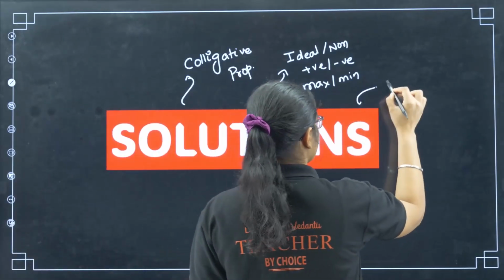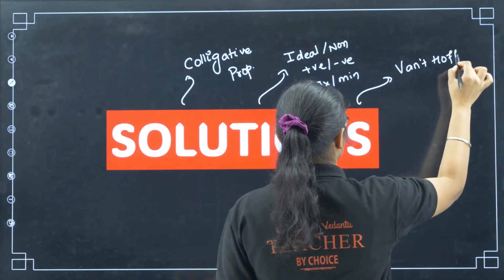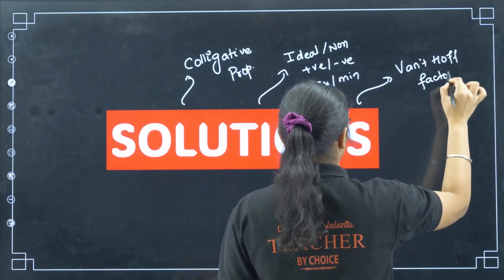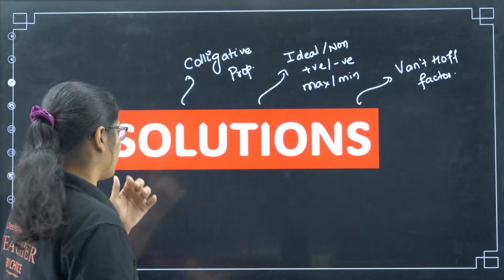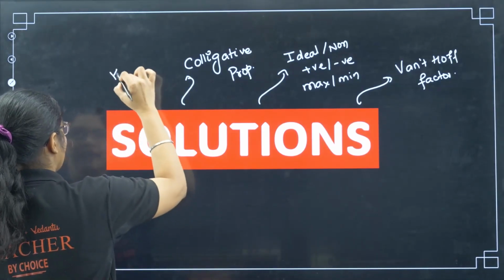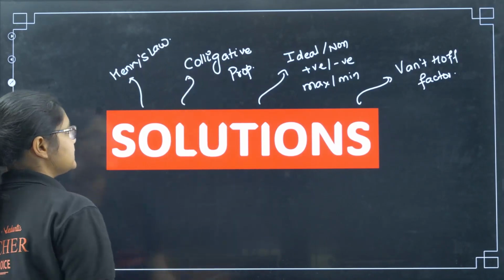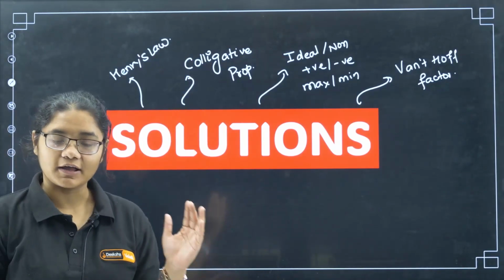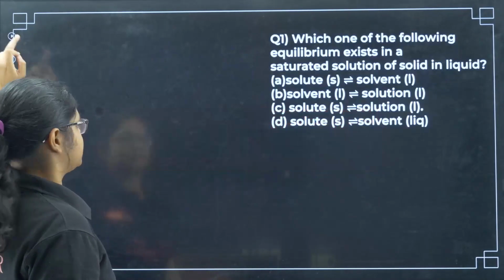Next, I have questions from Van 't Hoff factors. Some questions from Van 't Hoff factor will also be there. Colligative properties, all the four formulas, and then you have Henry's law. So these are the important questions and we are covering questions from these topics. So let's get started with the first question.